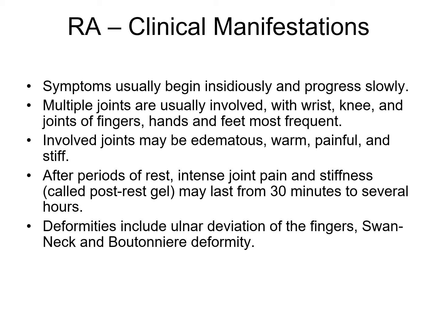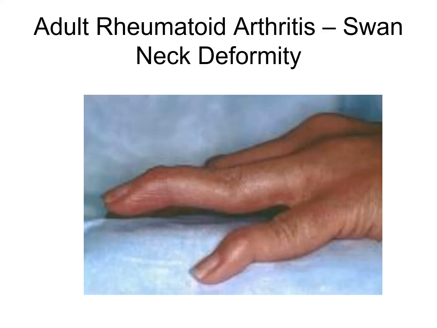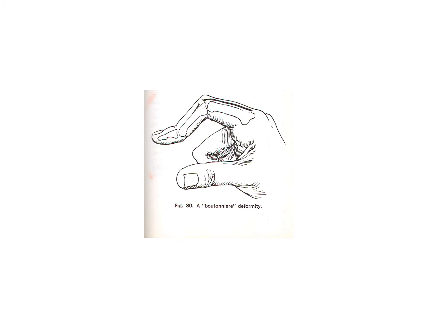They may also experience the stiffness if they've had too much activity. So there needs to be a balance in the amount of activity they perform. They may have ulnar deviation of fingers and swan neck or boutonniere deformity of the fingers as well. So here in the swan neck, we see a hyperextension of the proximal interphalangeal joint and flexion of the distal interphalangeal joint. In a boutonniere deformity, we see flexion of the proximal interphalangeal joint, or PIP, and extension of the DIP, or distal interphalangeal joint.